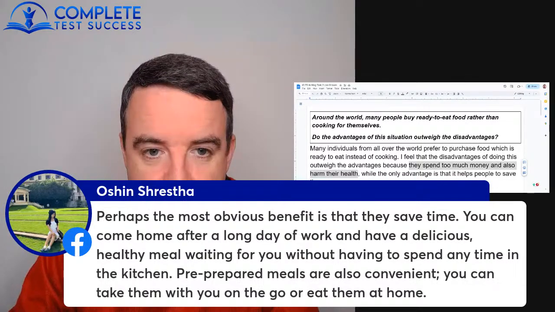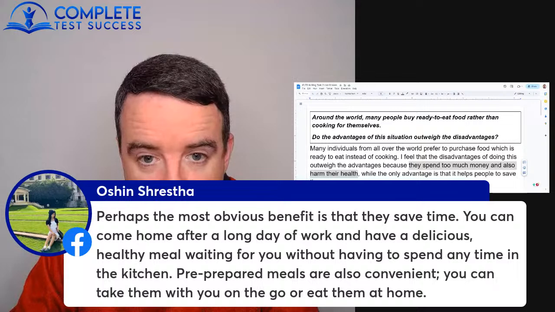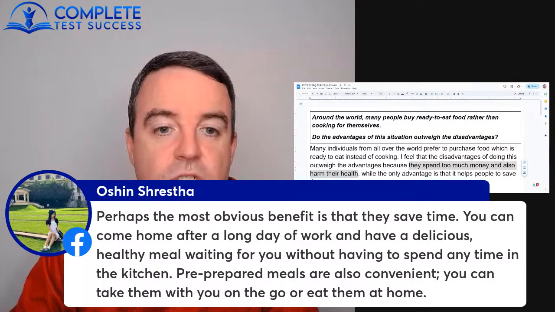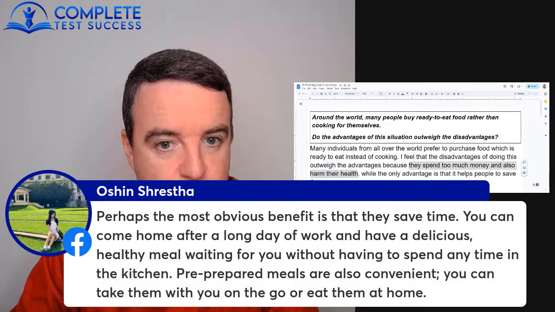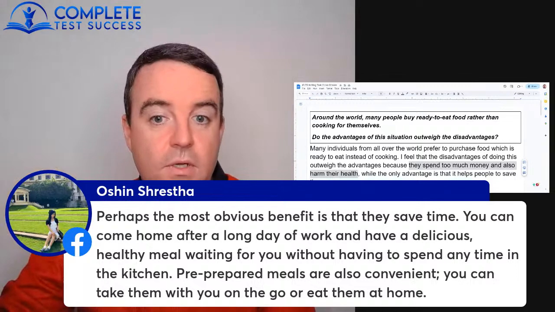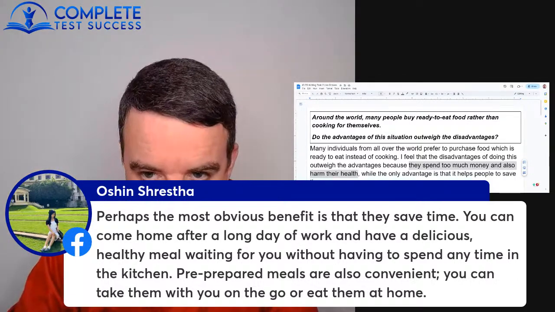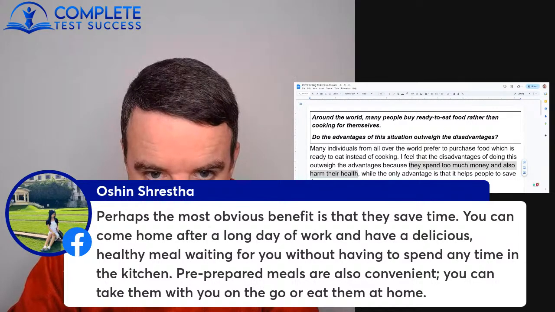Perhaps the most obvious benefit is that they save time. They can come home after a long day of work and have a delicious, healthy meal waiting for them without having to spend any time in the kitchen. So we don't know why they have to. You haven't told us why they save time. So you're just saying they can save time, they can come home and save time. But we need to know how can they save time? Why can they save time? So you're missing the explanation.